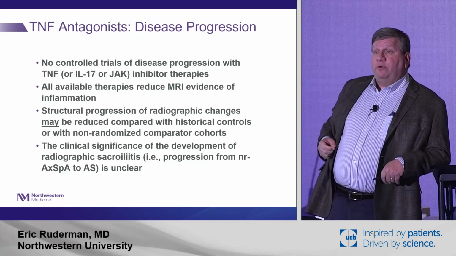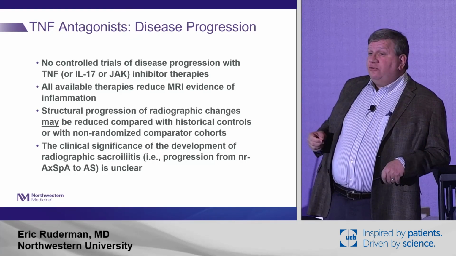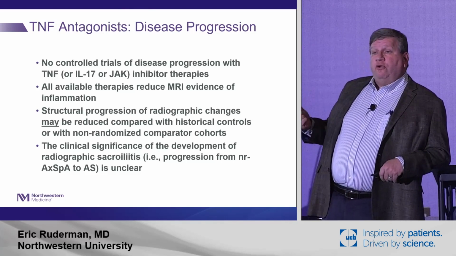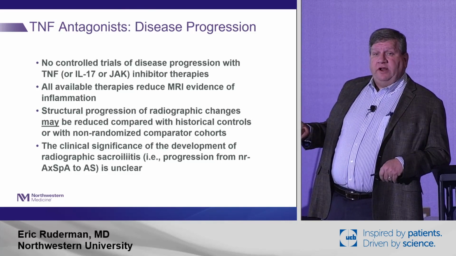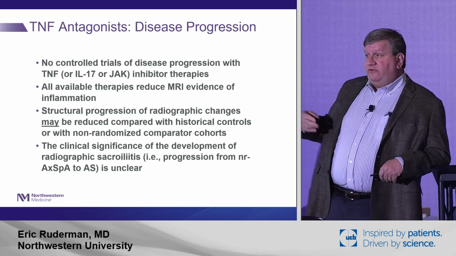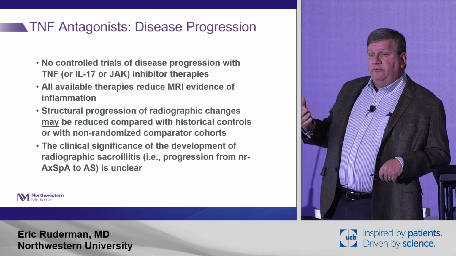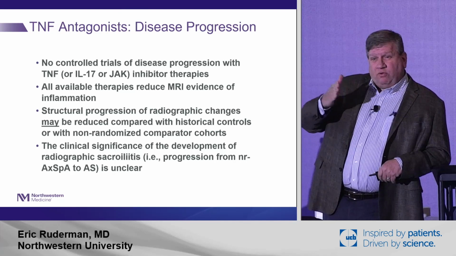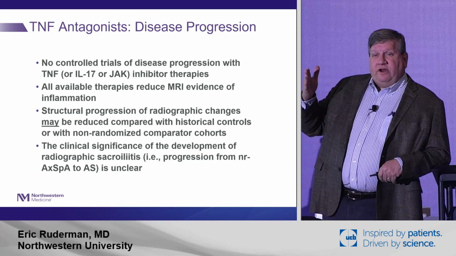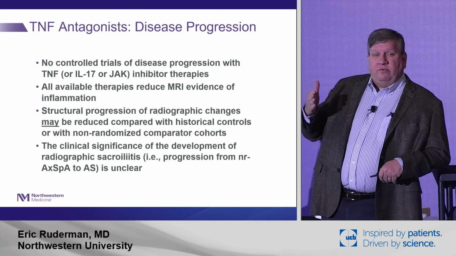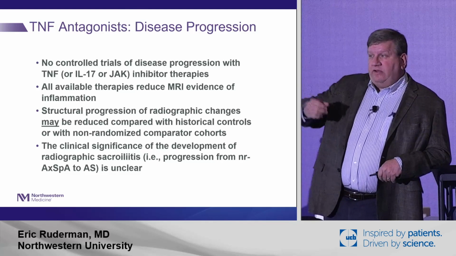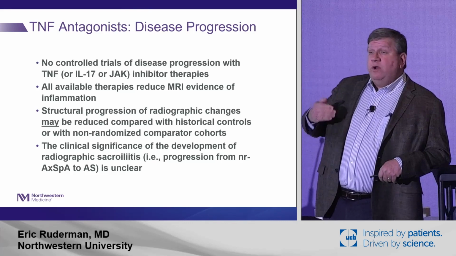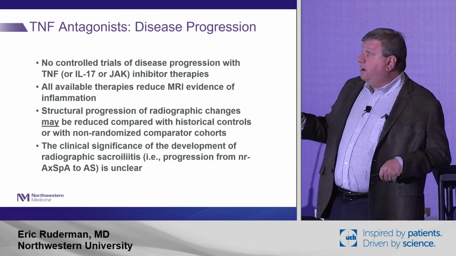Okay, what about disease progression? Not sure that we know what to do with this. So in truth, there are no controlled trials of disease progression with TNF inhibitors in any of these diseases, in non-radiographic or in ankylosing spondylitis, because you really can't, right? Because this is a slow process, and to do this, you'd have to do a multi-year placebo-controlled trial, and as Dr. Kavanaugh just talked about, ethically really challenging to do that when you have effective treatment. So it's never going to get done.